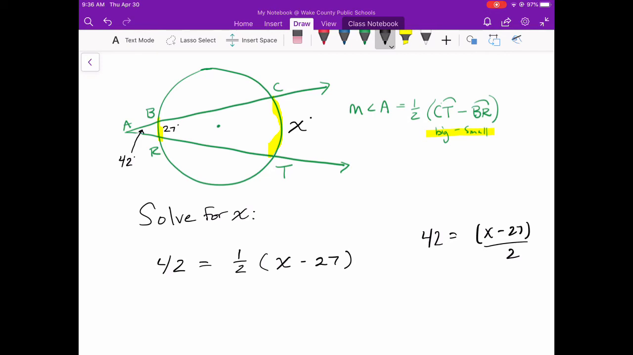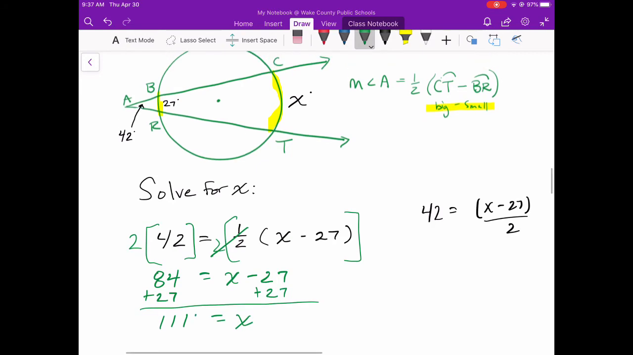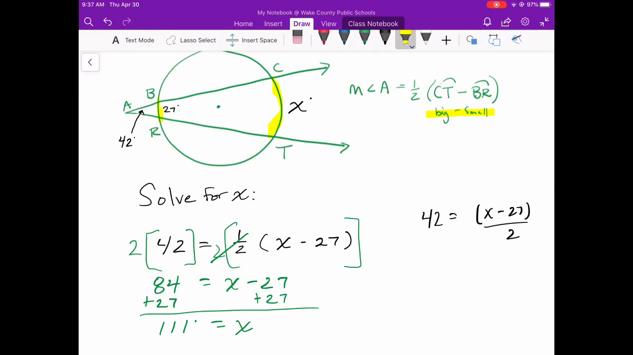All right, so what I'm going to do is I'm going to try to get x by itself. So how would I do that? Well, I would multiply both sides by 2, to try to get rid of that fraction. And if I multiply the right side by 2, I have to multiply the left side by 2. So 84 is equal to, those cancel, and I've got x minus 27. Add 27 to both sides, and I get 111 equals x. So the measure of that arc is 111, and that's what I would do to solve for x there. So again, two secants intersect outside of the circle. That angle measure is half of the difference between the two arcs that are trapped in the interior of that angle.